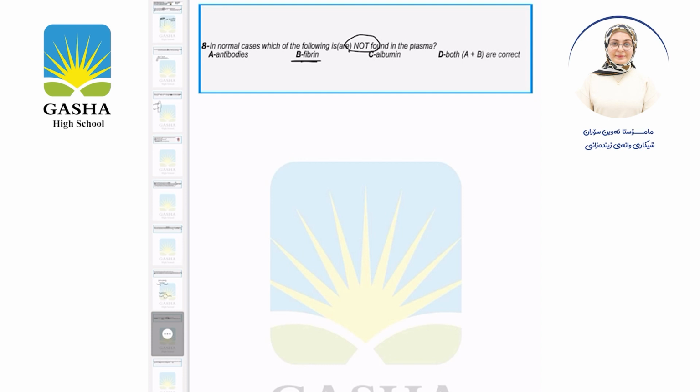D, both A and B. We said A is found all the time. B is only found at an injury place. So in the not-normal case, only B is found, because all the time you're not getting an injury. It's not a normal case. So B is the true answer.